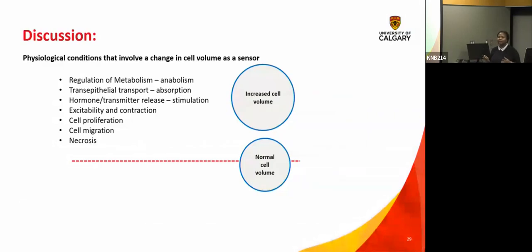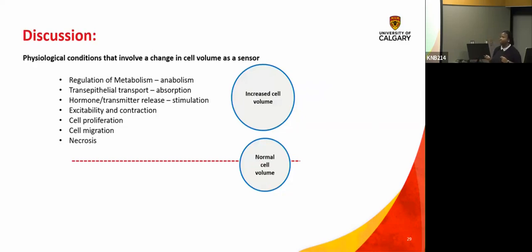Yeah, so if you think about the cells being larger at the peak of the loading, even though we weren't expecting that, we know that dynamic loading incites a lot of anabolic processes in the cell or in the tissue. So if we have an increased cell volume, it makes sense, because we know there's a lot of anabolism that comes with dynamic loading. And then also other physiological processes like absorption and stimulation, and even cell proliferation and cell migration. And also in necrosis, it's been shown that you have a bit of an increase in the cell size before that happens.